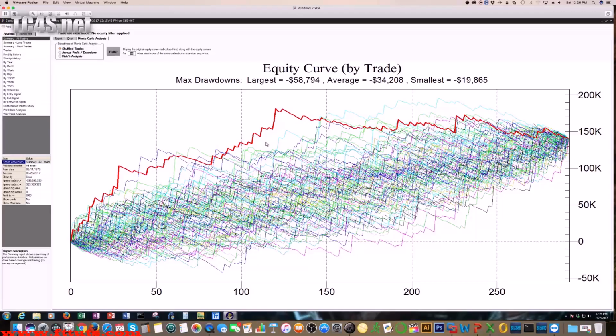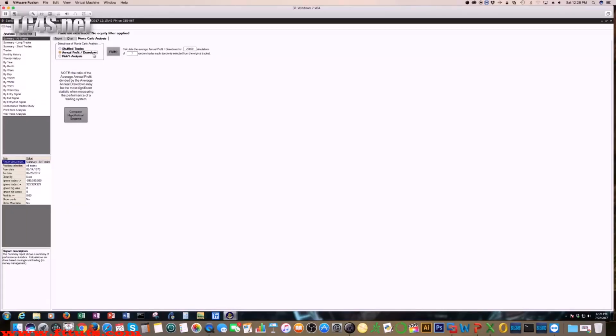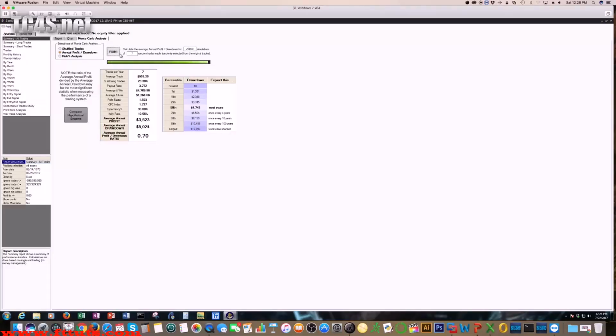Okay? All right? And we can also do annual profit to drawdown, calculate the average annual profit to drawdown, and this is in 20,000 simulations over 7 random trades. Okay, this is an interesting test, which also shows us average trade is about $500, winning trade is about 30. Okay, and it's kind of in the mid range of stuff. Average annual profit, average annual drawdown. I would never trade something like that.